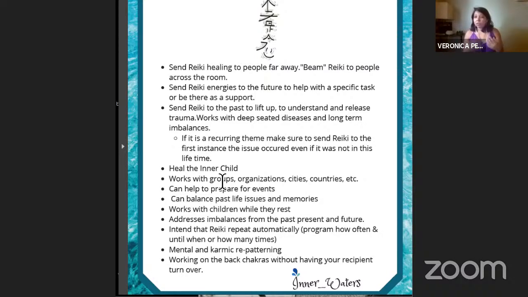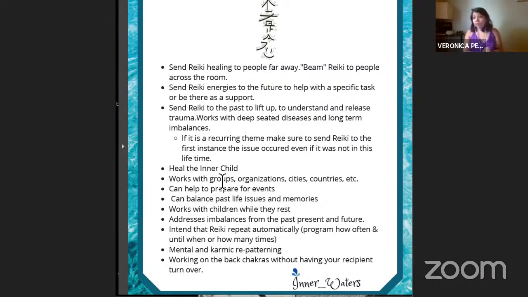So if something is recurring in your life, or you're having a really hard time letting go of it because that trauma is really strong, what you do is use the symbol to send Reiki to the past, but not just a random point in the past. This could be something that may have happened multiple times in your lifetime or even in other lifetimes. And so you visualize the first time that it happened and you send Reiki to that moment.